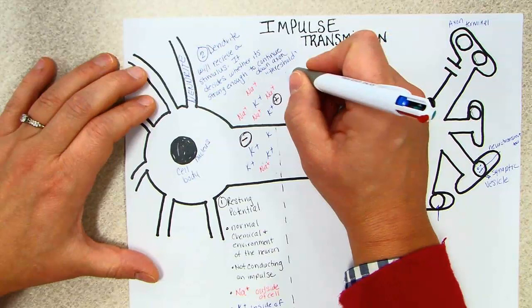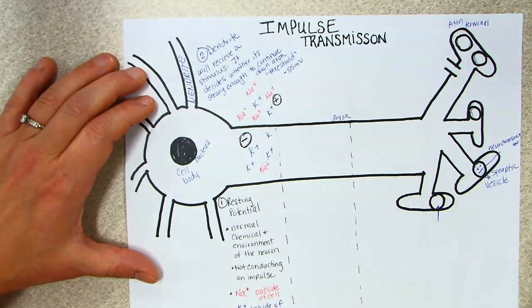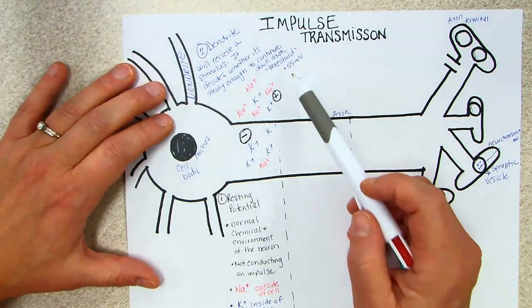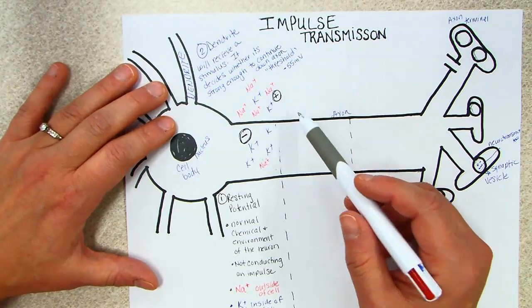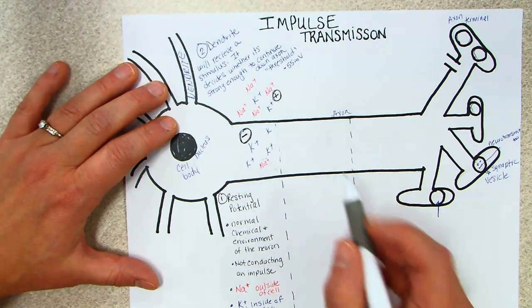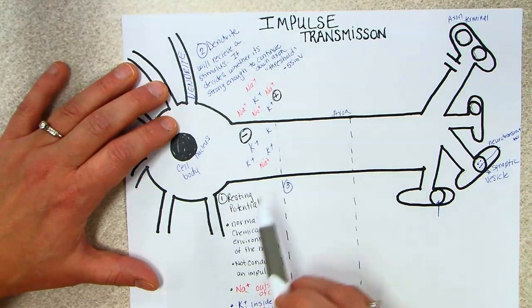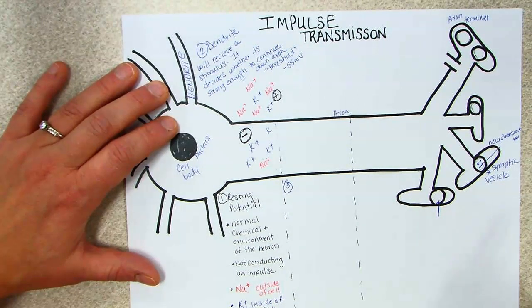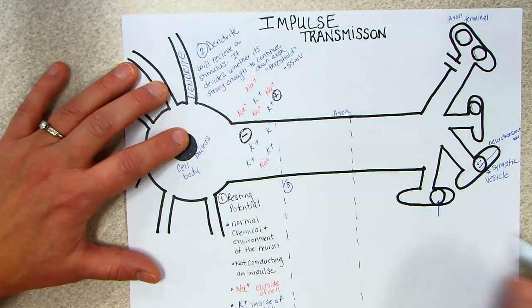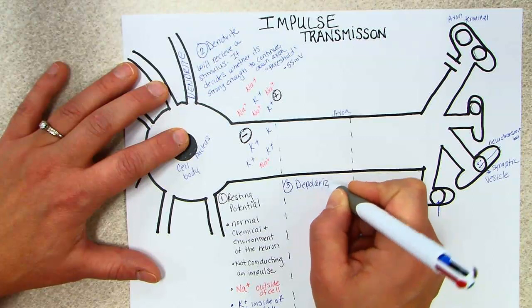The threshold is going to be negative 55 millivolts if we measure it in a normal neuron. If the signal is stronger than that, it's going to trigger a series of events which we call an action potential. An action potential is the word that we use to describe impulse transmission. So this whole process, going from resting potential to depolarization to repolarization to refractory, is all considered an action potential. So we're going to assume then that the stimulus is strong enough and has reached that threshold.